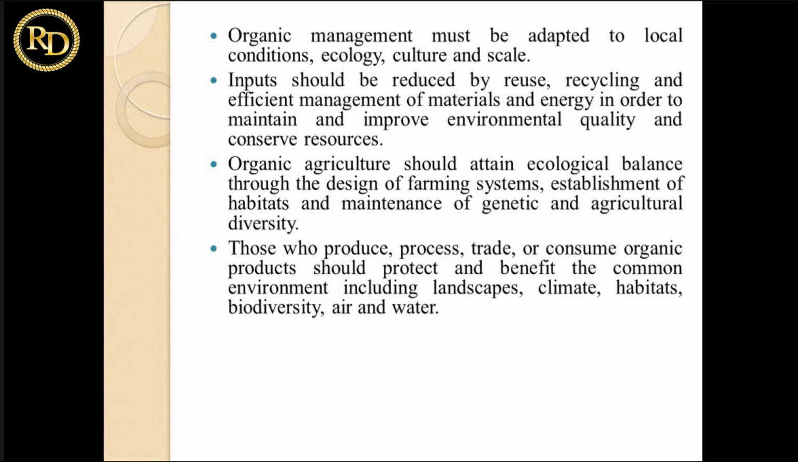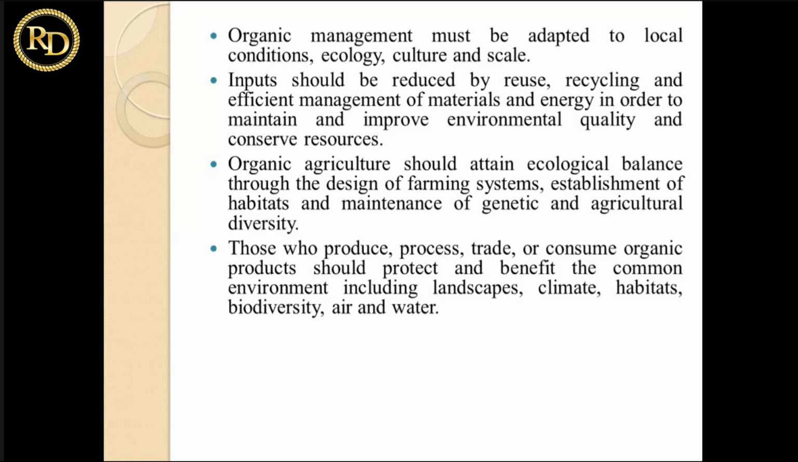Organic agriculture should attain ecological balance. How are we going to maintain ecological balance? Through the designing of the farming system. We have to design the farming system so well that you can use the organic material in the soil itself, with establishment of habitat and maintenance of genetic and agricultural diversity. If you do this, then definitely we are going to manage the ecological balance.